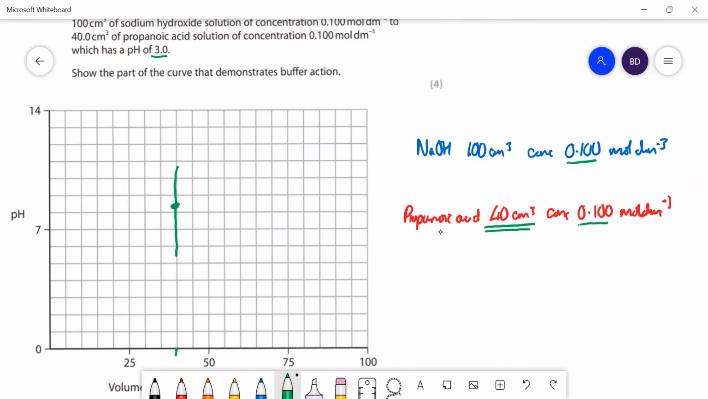It tells us the pH starts off at 3, so we're going to have to start off there. The first bit, you get a little inflection, and then it will go like that. Okay, tidy that up a bit.